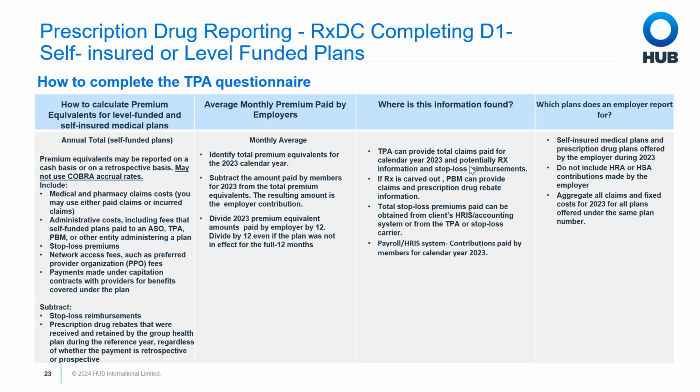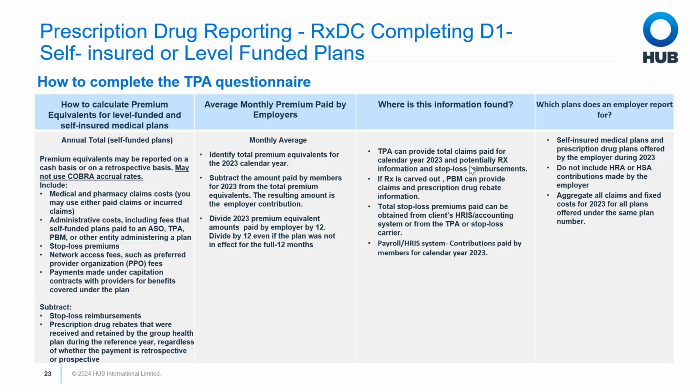And if you have capitation or direct contracting agreements with vendors for services rendered to plan members for 2023, you would add those amounts. Now you will subtract any stop-loss reimbursements paid in 2023, as well as prescription drug rebates paid in 2023. So please note that that amount, your total costs, as noted earlier, claims and fixed costs, minus stop-loss reimbursements, minus RX rebates paid in 2023, is what will give you your total premium equivalent.